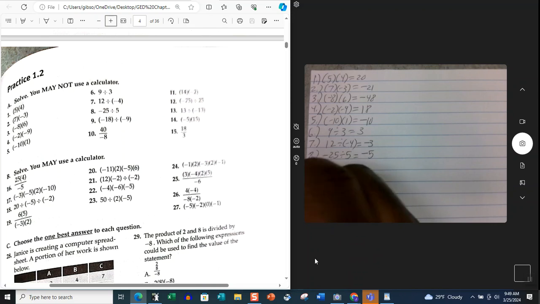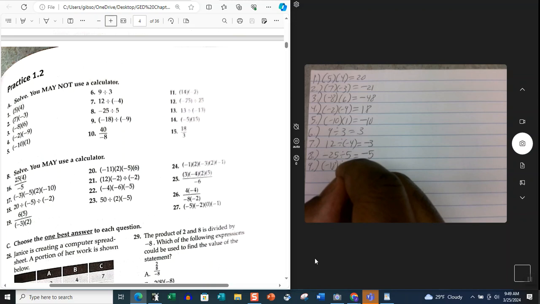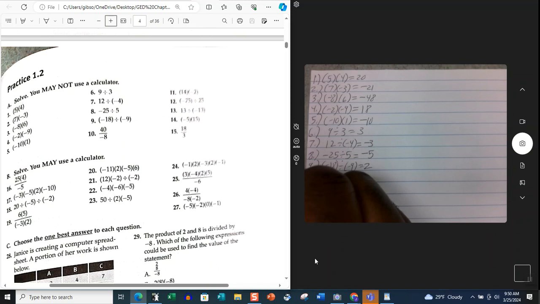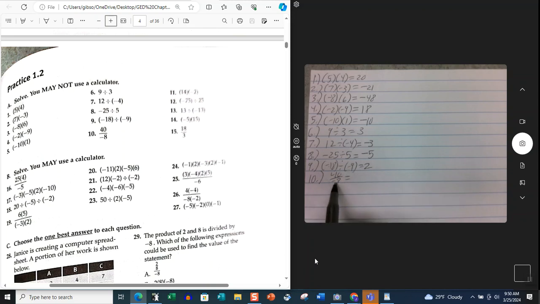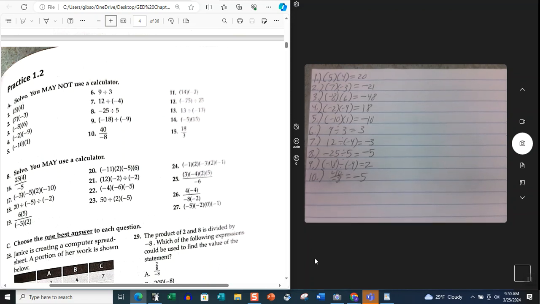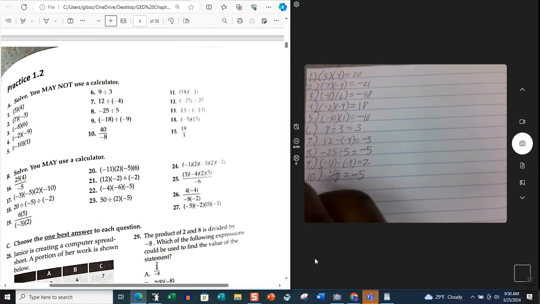Number 9, we have negative 18 divided by negative 9. A negative divided by negative is positive because we have two negative signs here, and 18 divided by 9 is 2. Number 10, 40 over negative 8. We have one negative sign here. 40 divided, well, we carry the negative sign. 40 divided by 8 is just 5. So number 10 is negative 5.